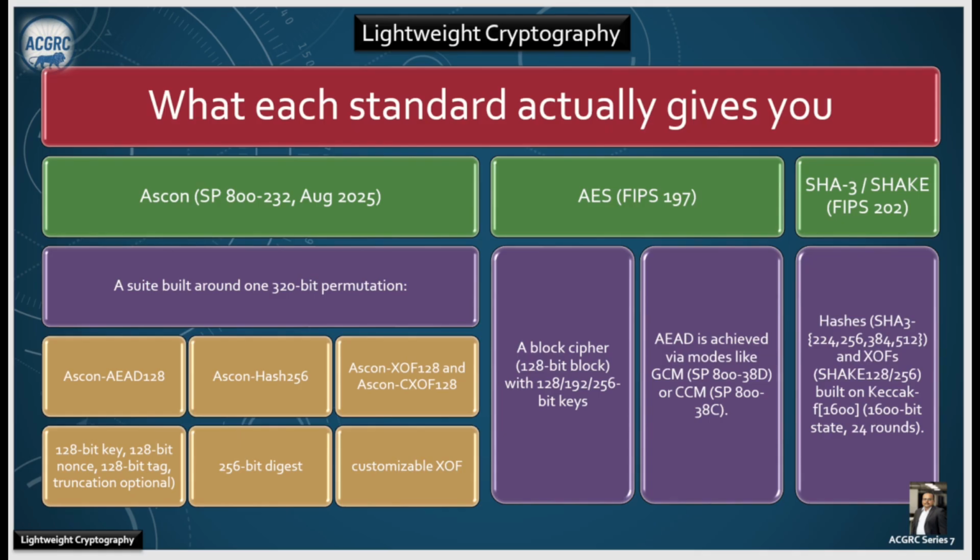That's Ascon. Whereas AES is a block cipher. The AEAD is achieved via modes like GCM. Whereas SHA-3 is a hash.